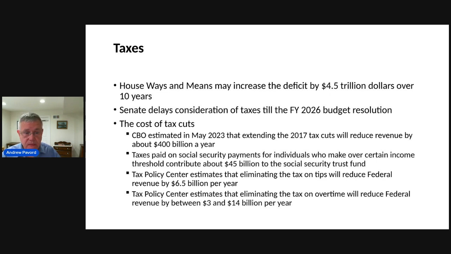And then it also means that it will increase the deficit by $45 billion a year. And then there was the famous tax on eliminating the tax on tips. And that's been estimated by the Tax Policy Center to cost about $6.5 billion a year in lost revenue. And then there's the promise to eliminate taxes on overtime, which will reduce revenue. The Tax Policy Center estimates between $3 and $14 billion a year.